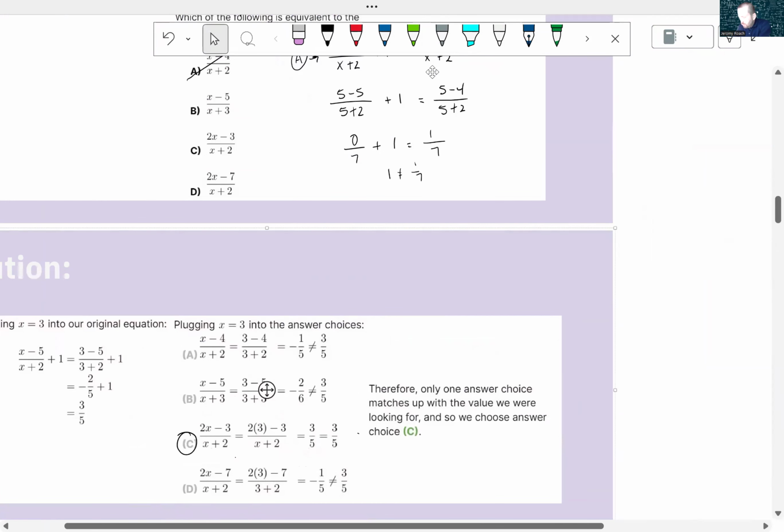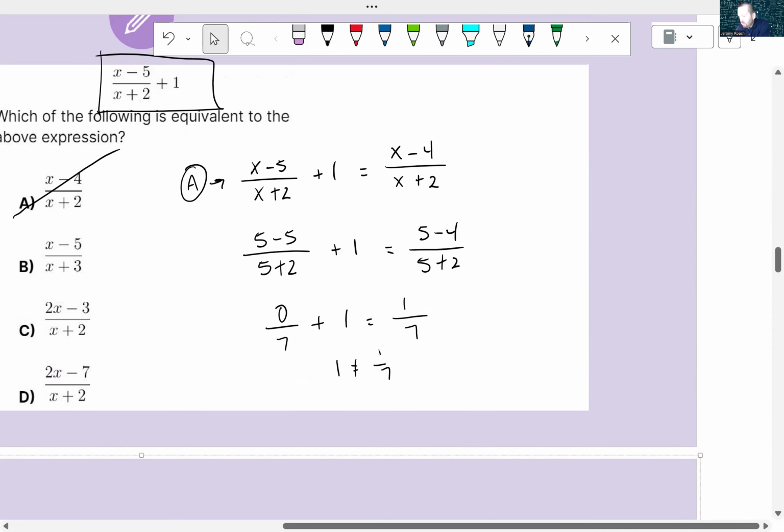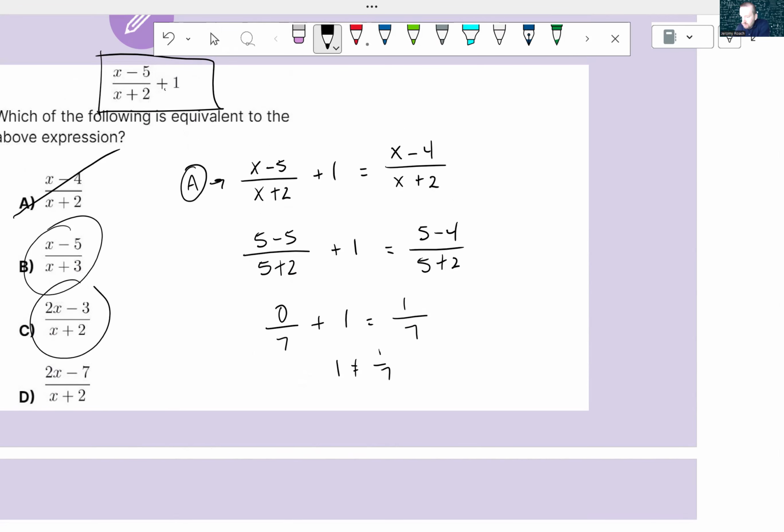So if you look at the left side of this, for A, we got 1 for the equation that it gave us when we plugged in 5. So that means that we should get 1 when we plug in 5 for one of these. Let's check to make sure that C is correct. Sometimes these answer keys are incorrect. Most of the time they're correct though.